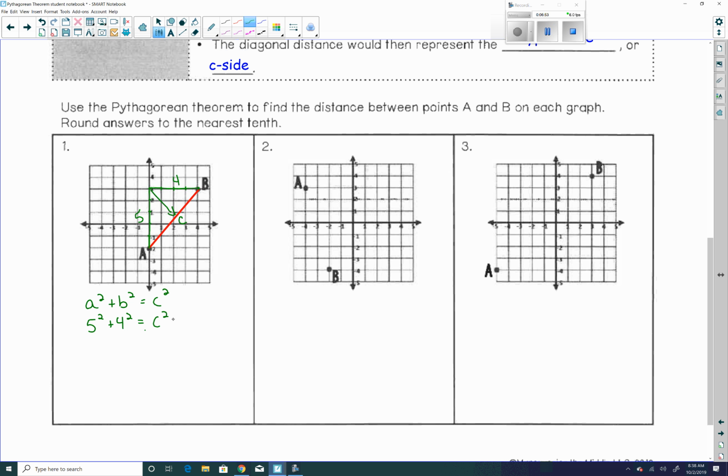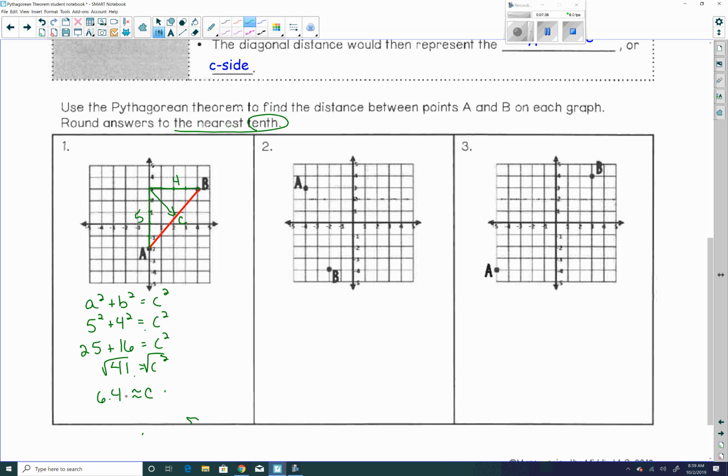And 5 squared, of course, is 25. 4 squared is 16. 16 plus 25 would be 41. Square root. I've got 6.40312. Okay, and it says round to the nearest tenth. So I'm going to say about 6.4.